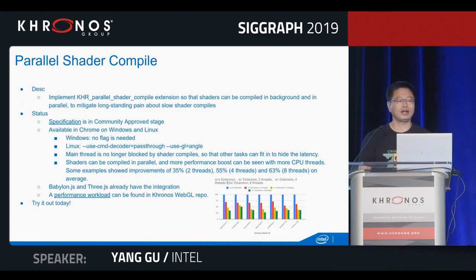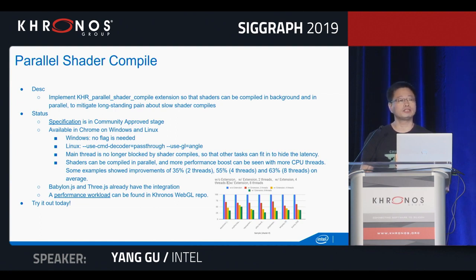Another major effort at our side is about the parallel shadow compare. I think many of you may get stuck for the slow shadow compare. So to answer these questions, our solution is the parallel shadow compare. So with this feature, we remove the shadow compare from the main thread, and at the same time, you can utilize the multiple CPU threads to compare your shadows.